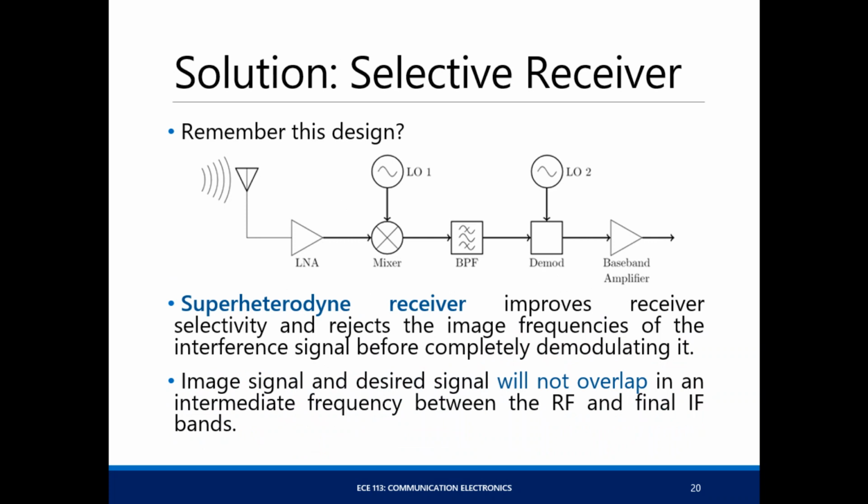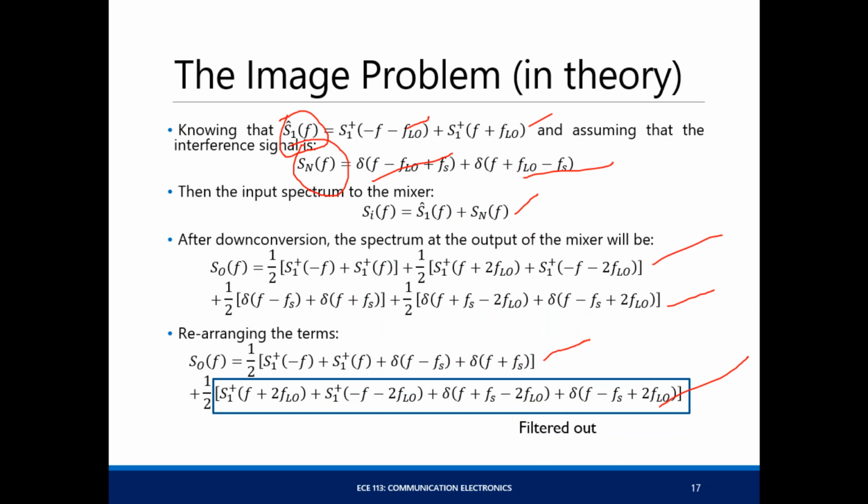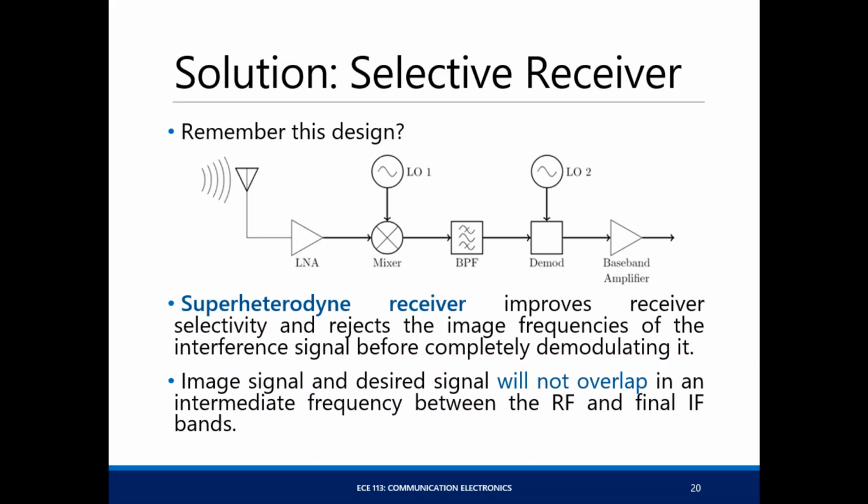The solution is using a selective receiver. Instead of directly down converting, like what we did in this problem right here, from here we down converted it, becomes this. Instead, we can just down convert to some IF at which the signals won't overlap with each other and filter out the noise and then demodulate it or down convert it further. This is actually your superheterodyne receiver. It improves your receiver selectivity and rejects the image frequencies.